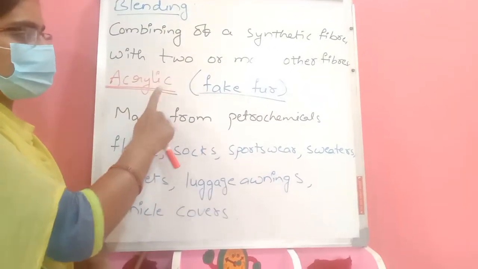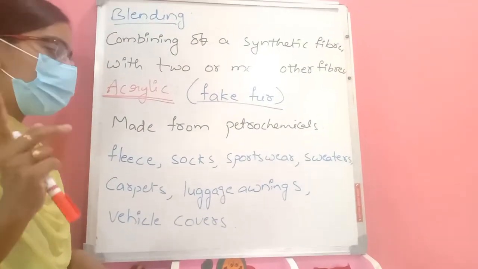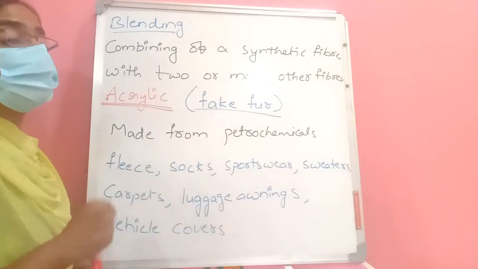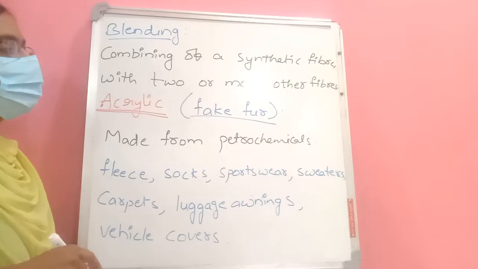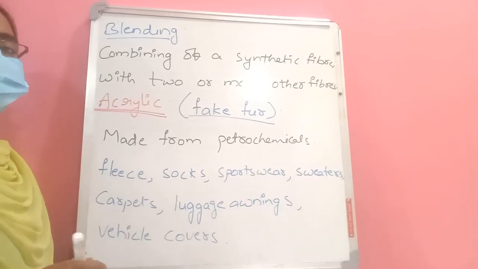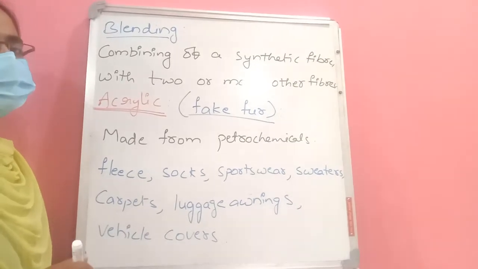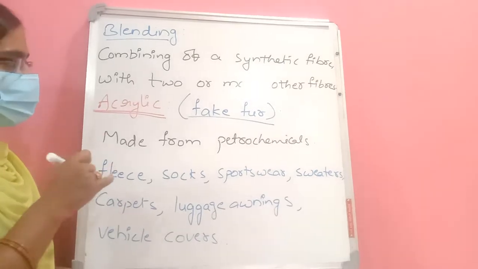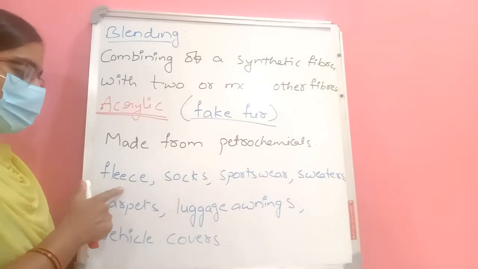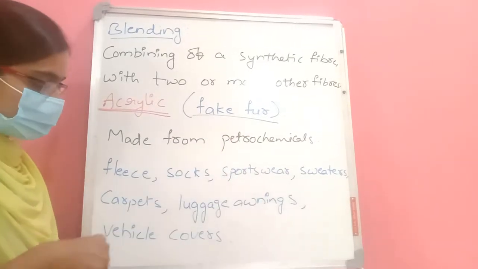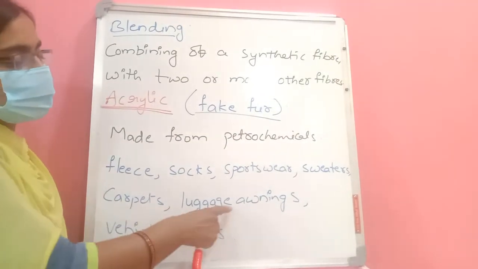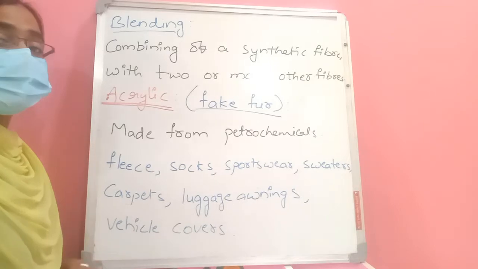That's why acrylic is also called fake fur. This is made from petrochemicals. Petrochemicals only we have to use to make acrylic. So acrylic looks like wool and it is very soft. That's why it is used for fleece, socks, sportswear, sweaters in winter season, carpets, luggage, awnings and vehicle covers.